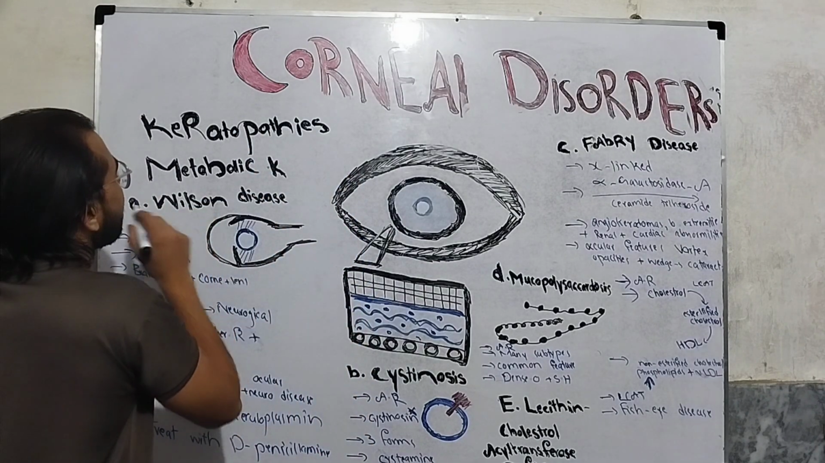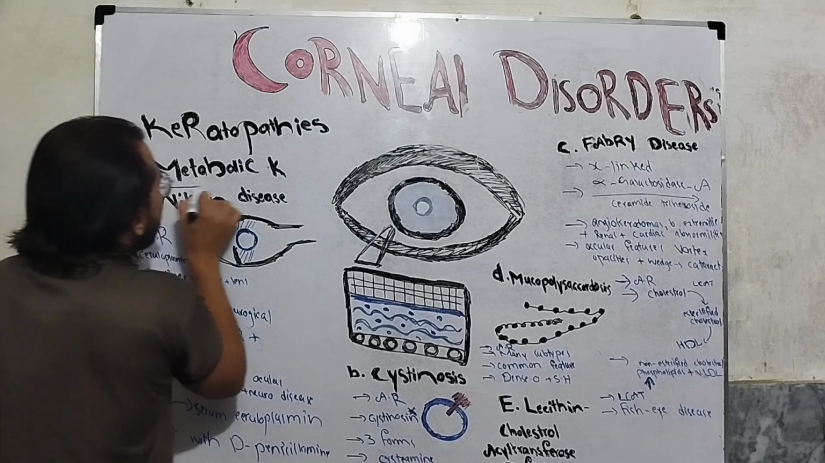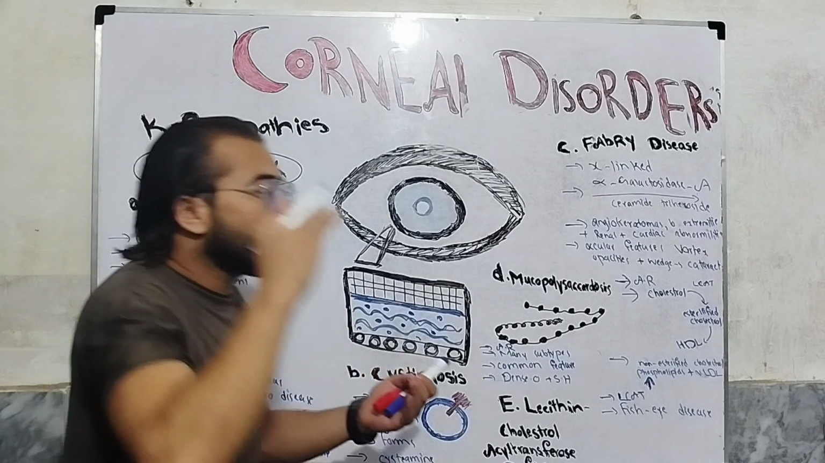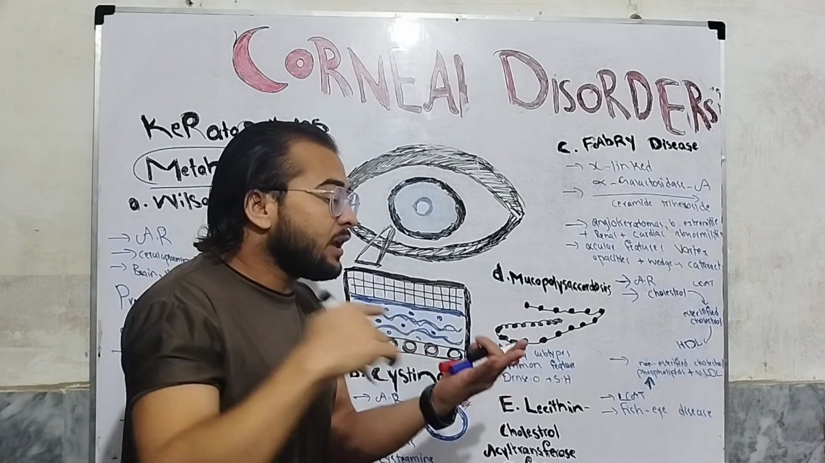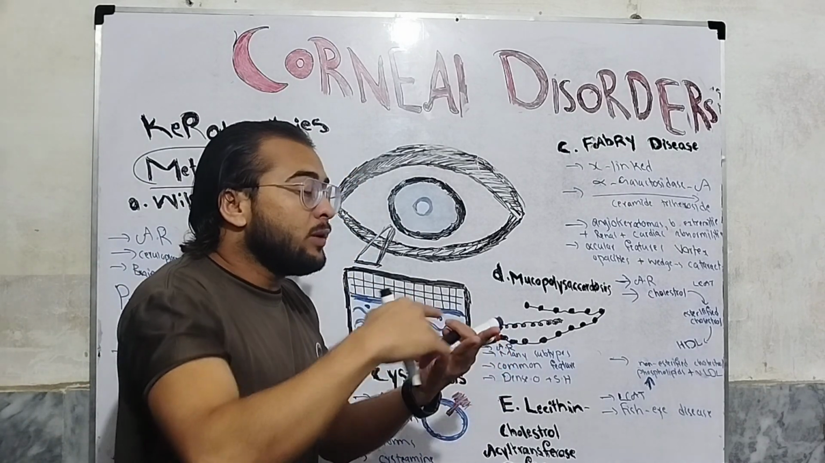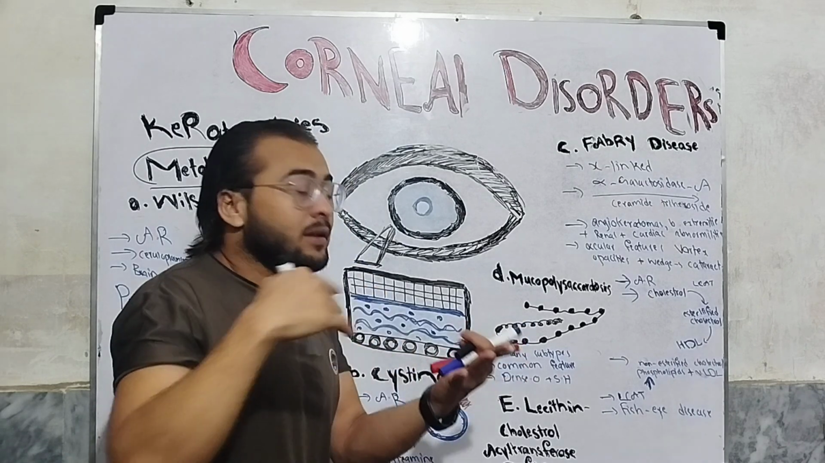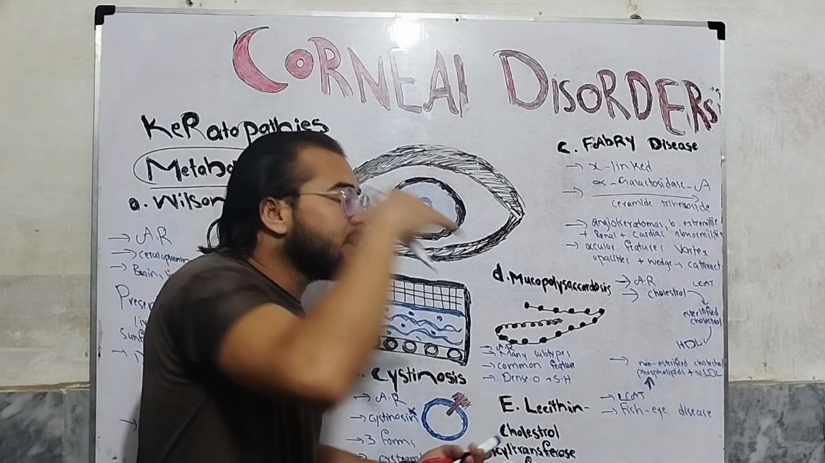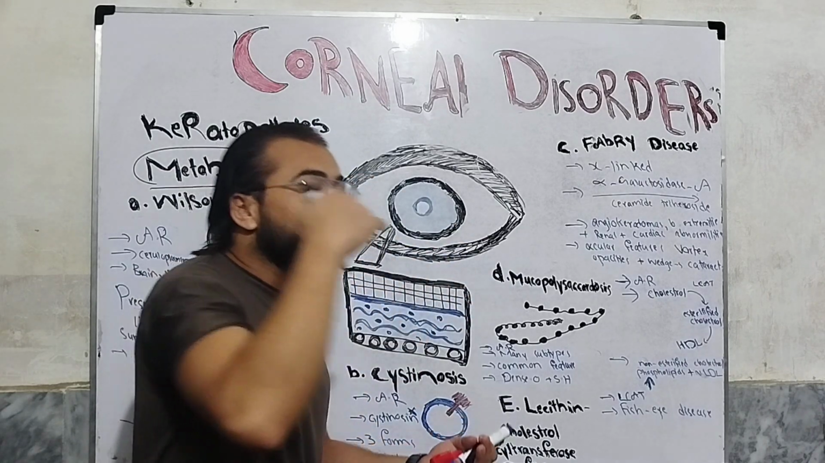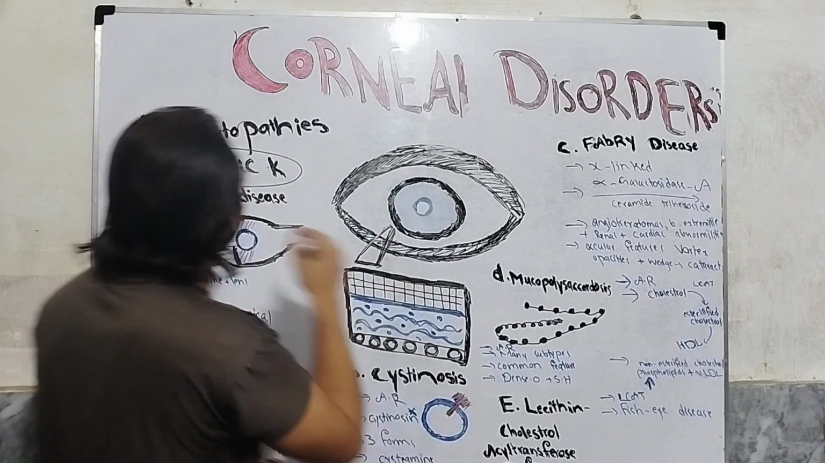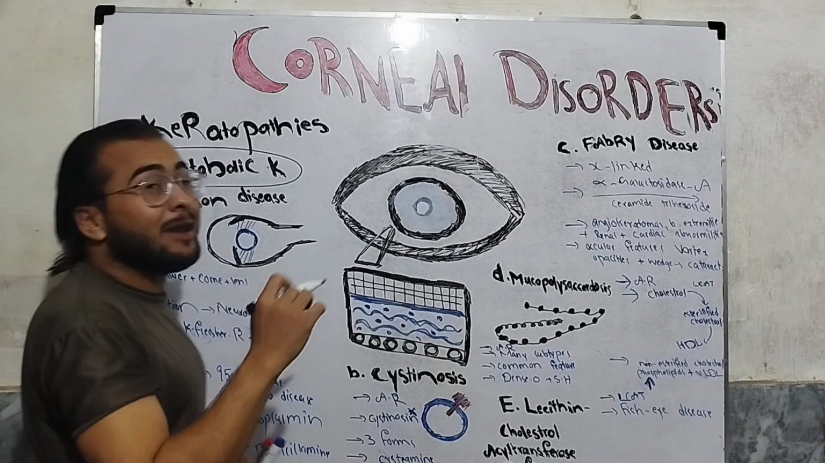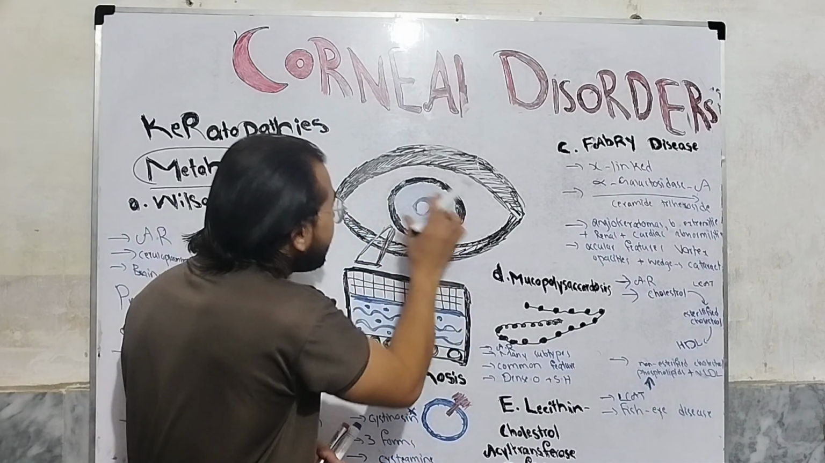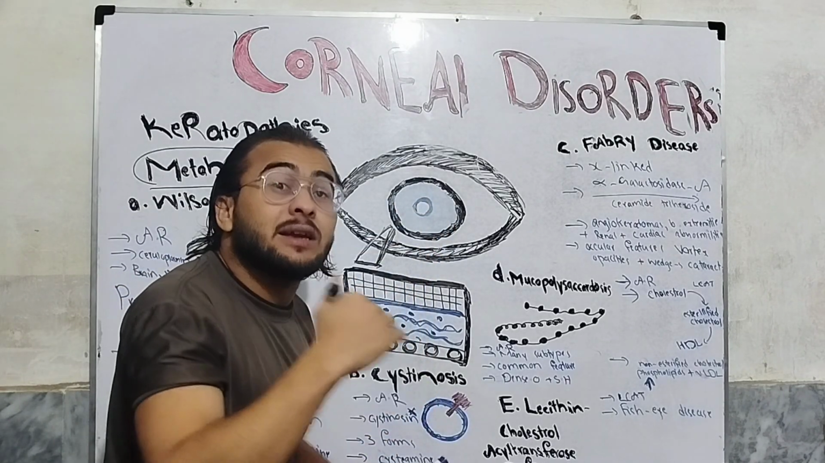The first one we have in keratopathy is metabolic keratopathies. In metabolic keratopathy, it is the problem with the enzymes. For example, with the enzymes of lipids, with the enzymes of carbohydrates, and with the enzymes of amino acids. So when there is any problem with these enzymes which are catabolizing these products, it is called metabolic, and when it is a metabolic pathology involving the cornea, it will be called metabolic keratopathies.